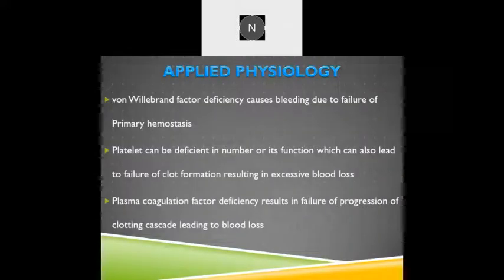and your coagulation steps are complete. Now applied physiology: Von Willebrand factor deficiency causes bleeding due to failure of primary hemostasis.